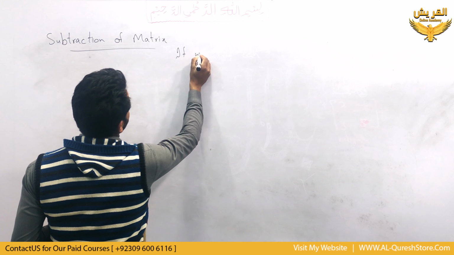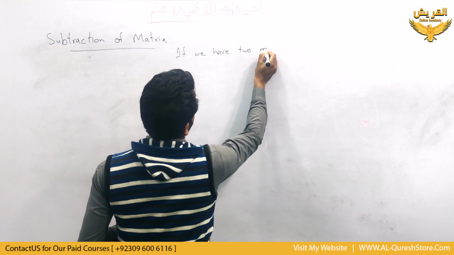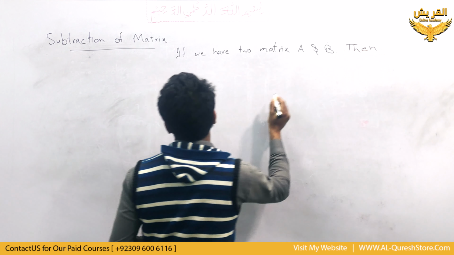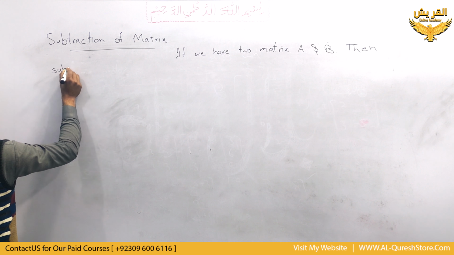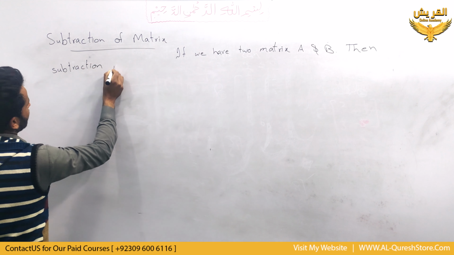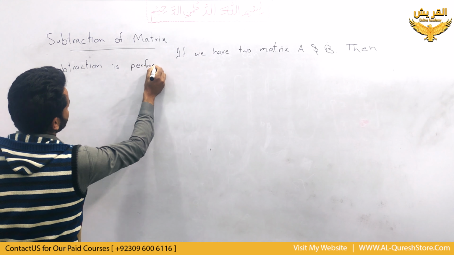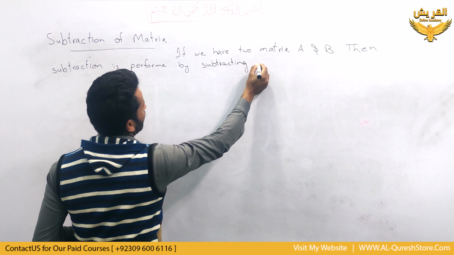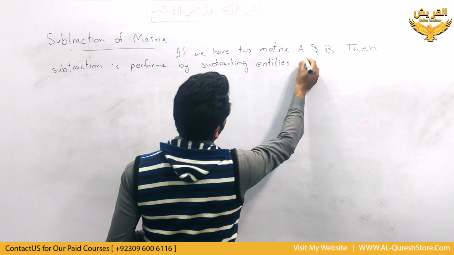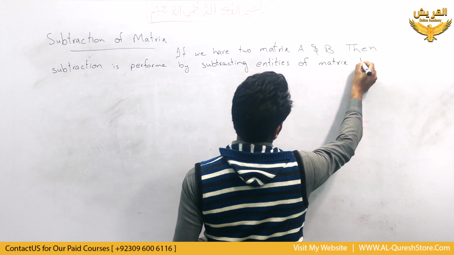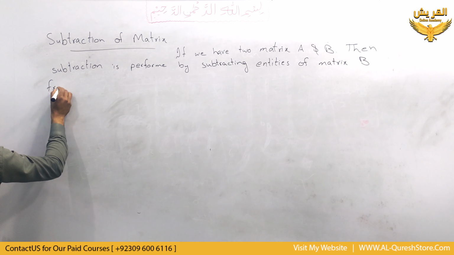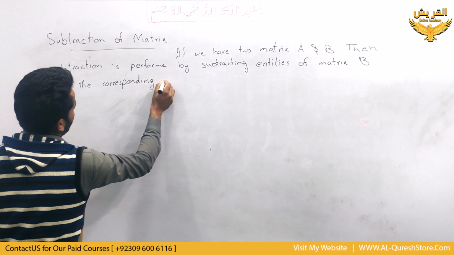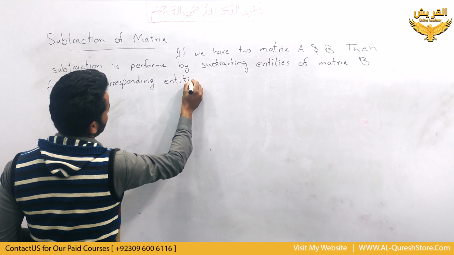If we have two matrices A and B, then subtraction is performed by subtracting entities of matrix B from the corresponding entities of matrix A.